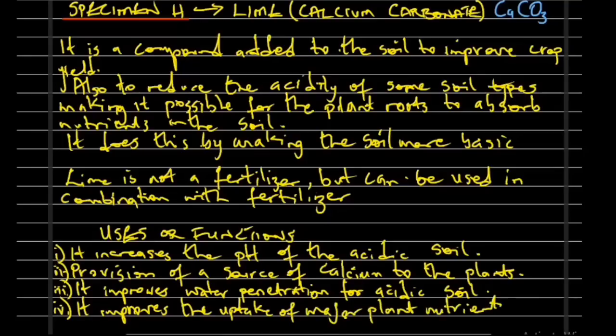Plant nutrients that are like the ones we made mention of earlier on, like the NPK formula. So that is a major plant nutrient. It is being made possible to the plant when we have the lime making the soil basic. So that is what we have to say about the lime.